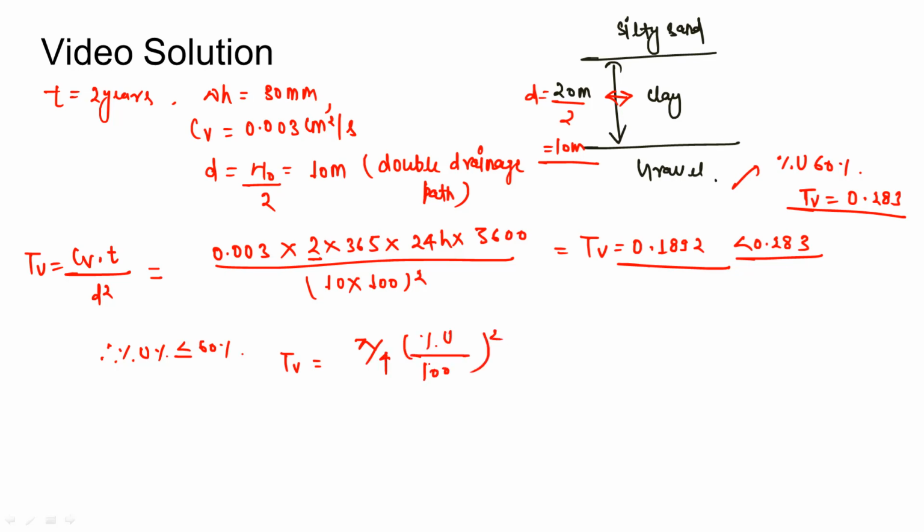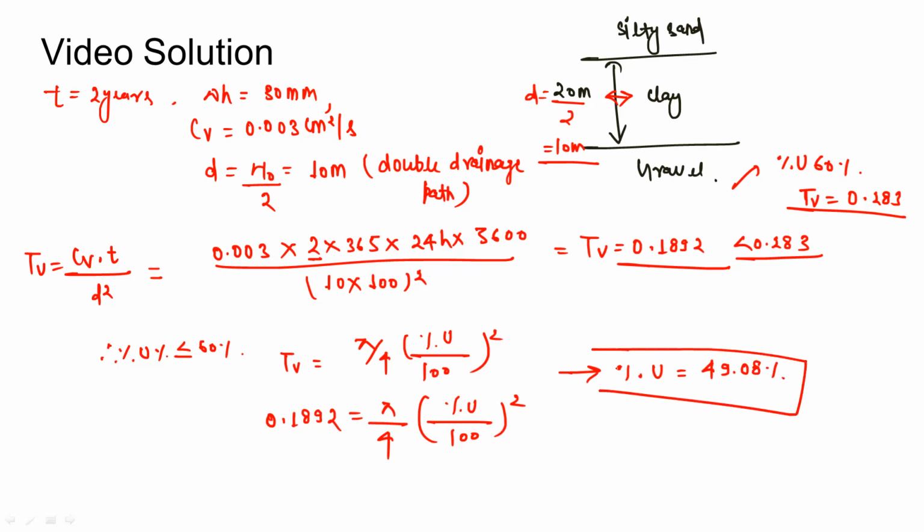As we don't know how much consolidation has occurred, we will use this formula, and it will be 0.1892 equals π/4 × (U%/100)². Now if you calculate it, we will be getting percentage U as 49.08%, which is clearly less than 60%.